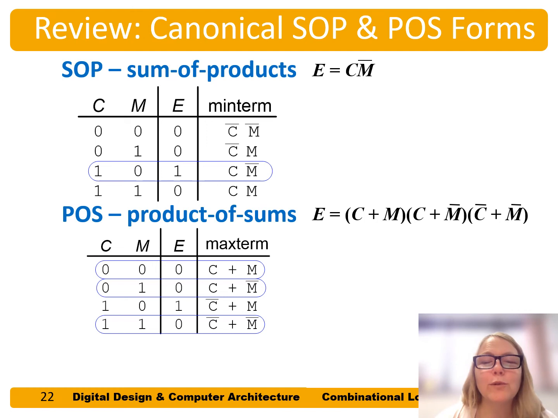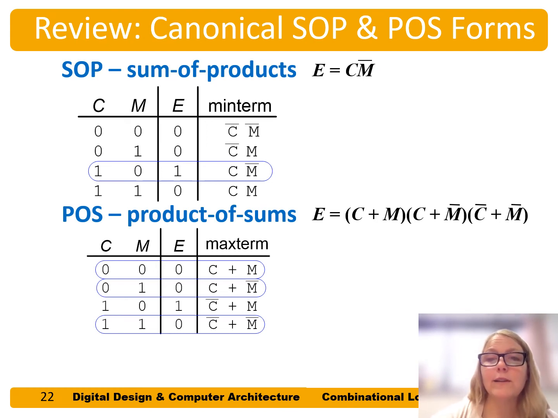So now using the tools we have, we can show that in fact our canonical SOP form of the equation, where we have E equals C and M bar, this was from an earlier example in the slides, is in fact the same as our POS form. They look totally different, but now we can show that they are the same using Boolean algebra. So we can reduce this expression here and show that it's the same as the expression in SOP form.